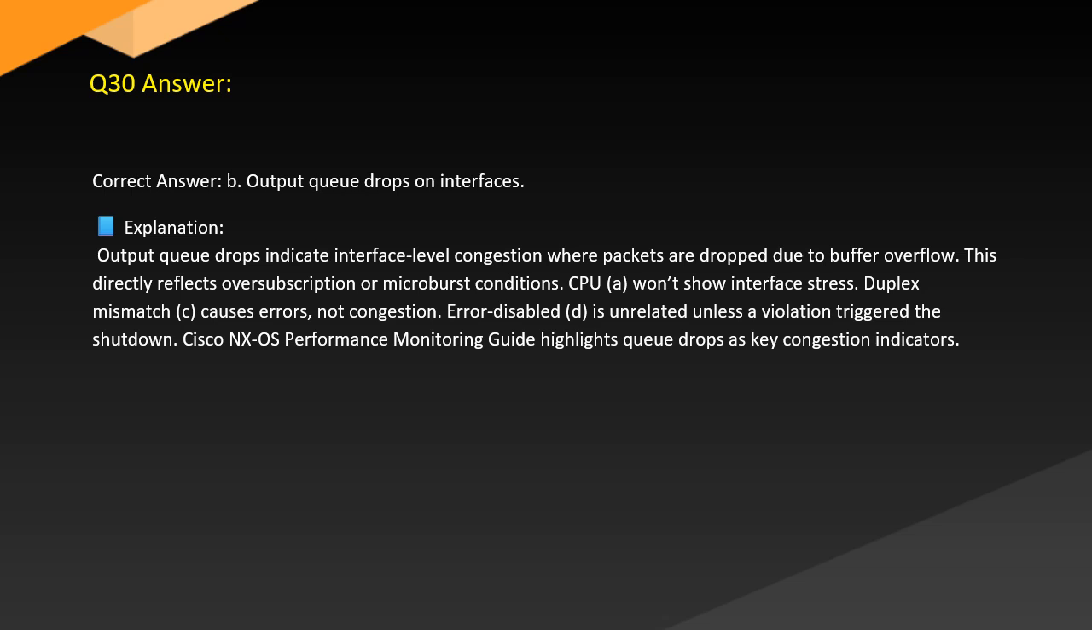Blue Book explanation. Output queue drops indicate interface-level congestion where packets are dropped due to buffer overflow. This directly reflects oversubscription or microburst conditions. CPU utilization won't show interface stress. Duplex mismatch, C, causes errors, not congestion. Error-disabled, D, is unrelated unless a violation triggered the shutdown. The Cisco NX-OS performance monitoring guide highlights queue drops as key congestion indicators.